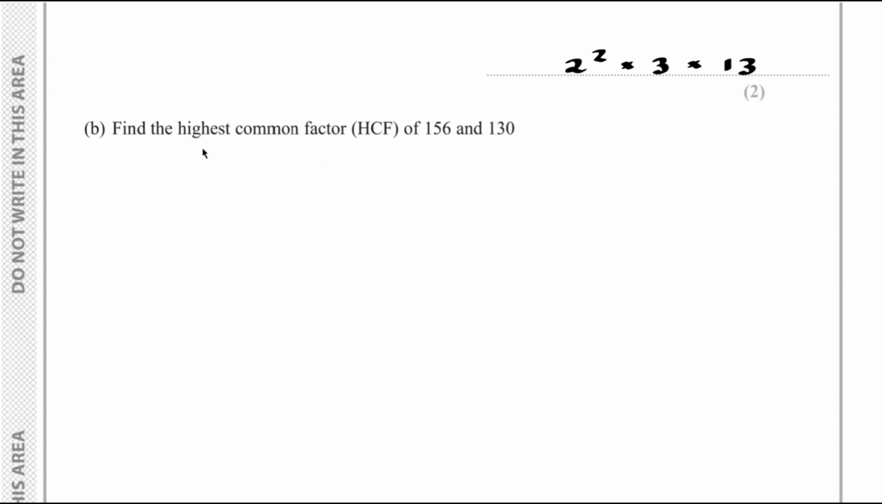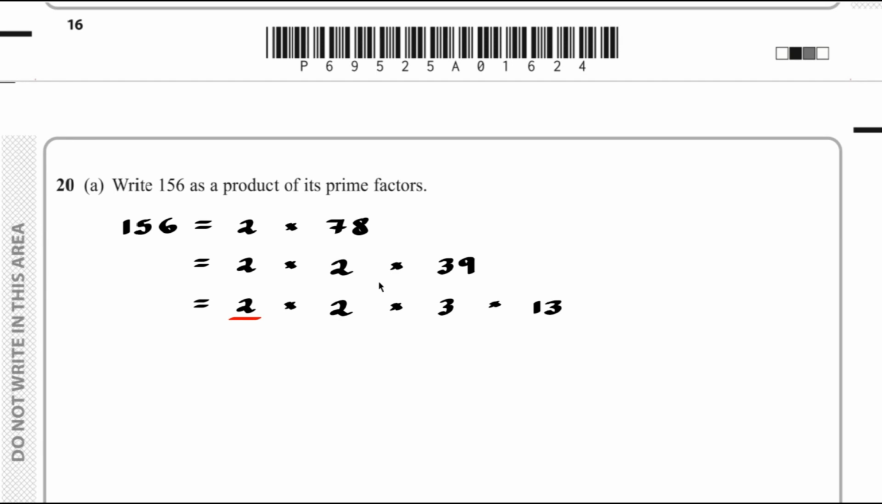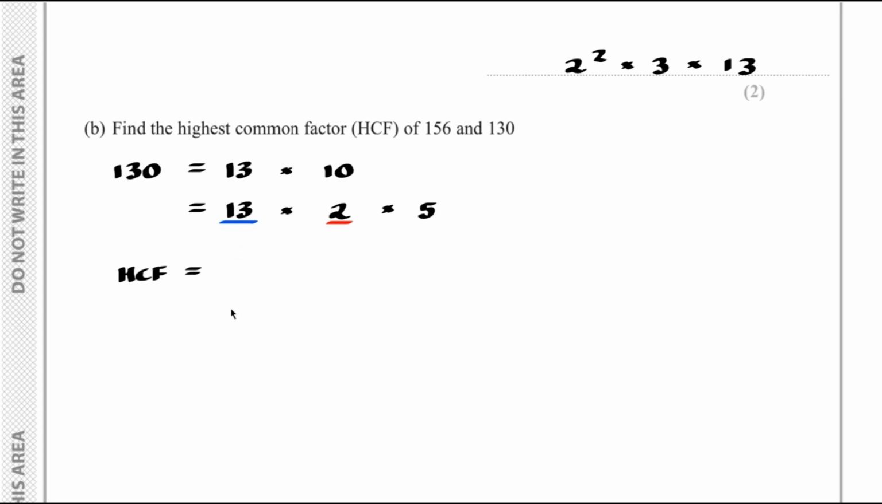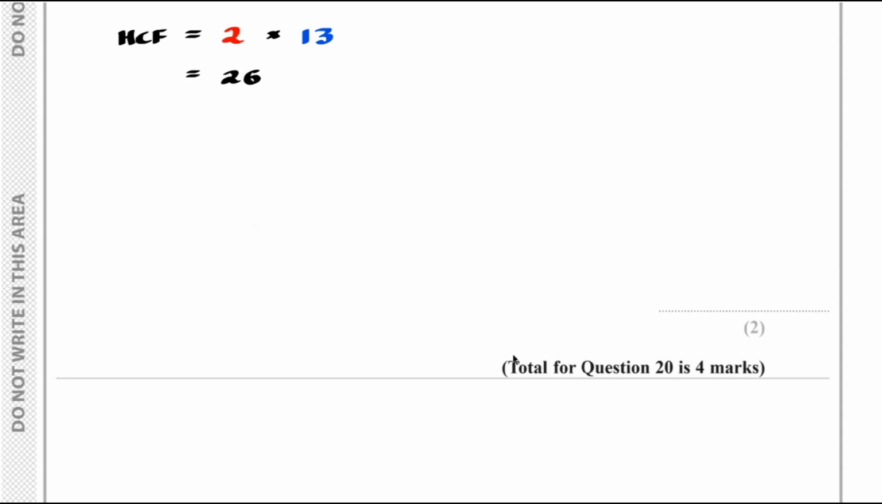Part B, find the highest common factor of 156 and 130. So let's split up this 130 into its prime factors. 130 is the same as 13 times by 10. 13 is a prime number, 10 isn't, so we can further split up the 10 as 2 times by 5. 13, 2 and 5 are all prime numbers. Now let's see what's common to both. Well, you can see the 2 is common to both, and so is the 13. So for the highest common factor, we multiply 2 by 13 to get 26. So the highest common factor is 26.